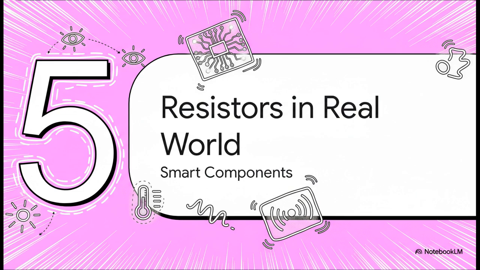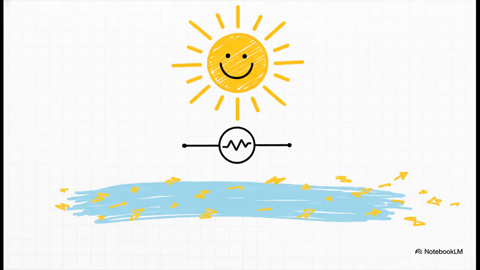Okay, this is where it gets really cool. This is where our circuits start to get smart. We're moving past just turning knobs and flipping switches. Now we're going to look at components that can actually sense the world around them and react all by themselves. So say hello to the light-dependent resistor, or LDR for short.